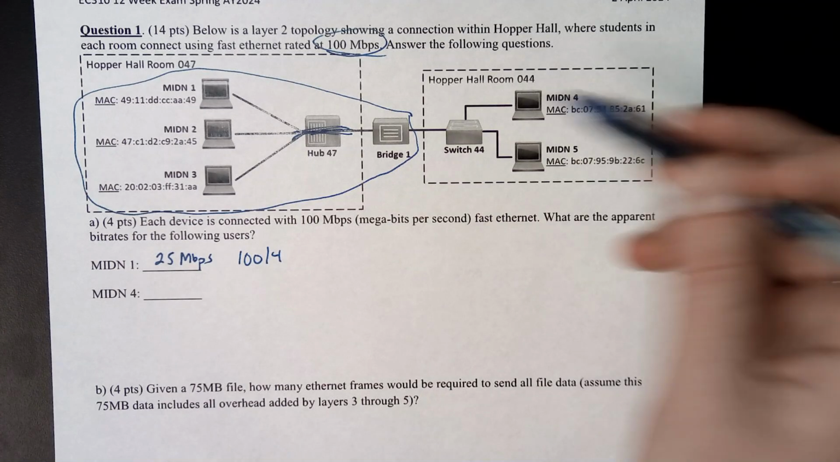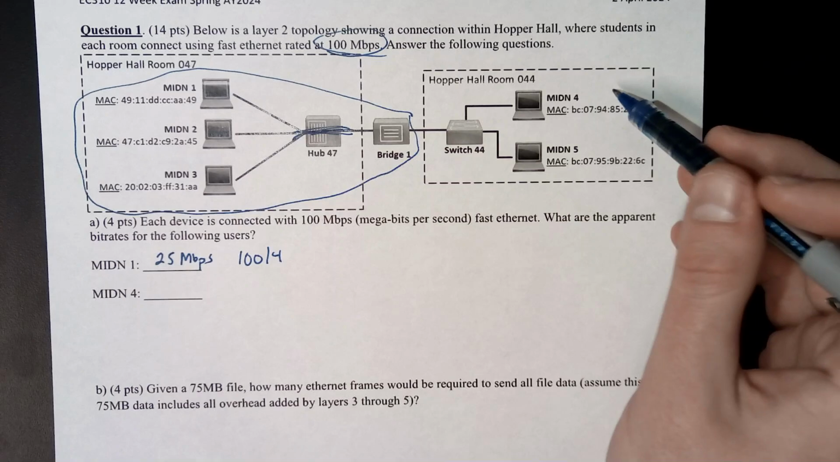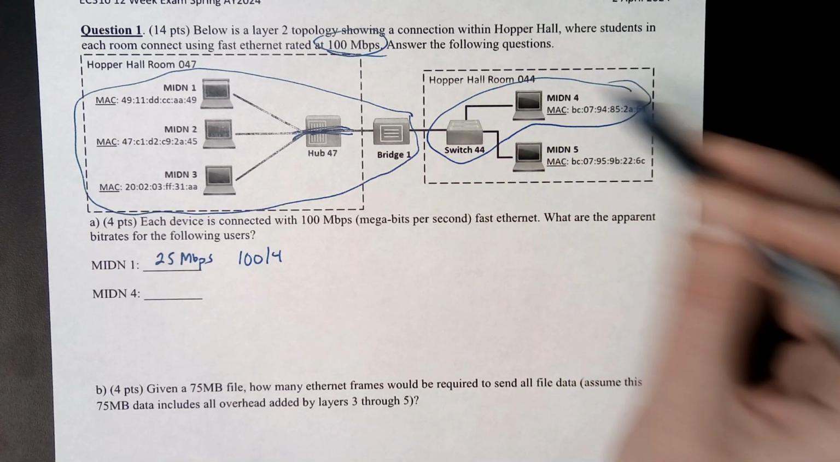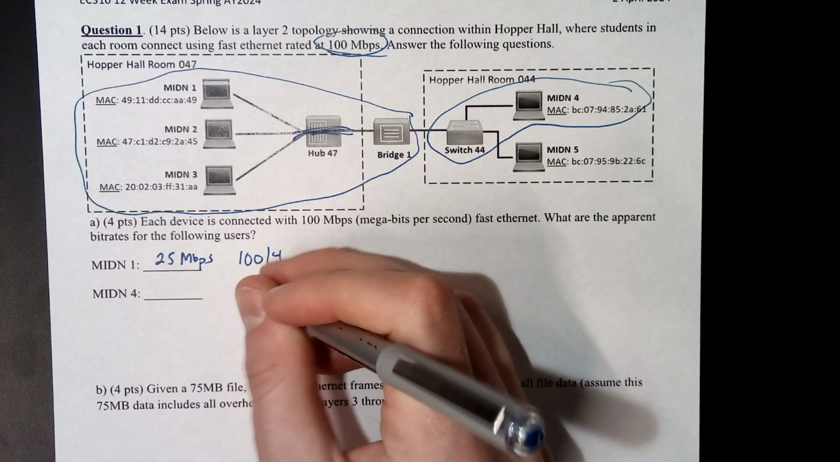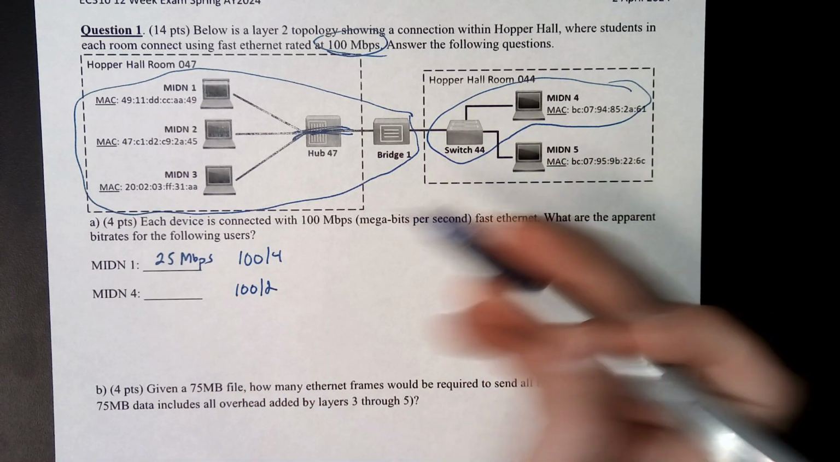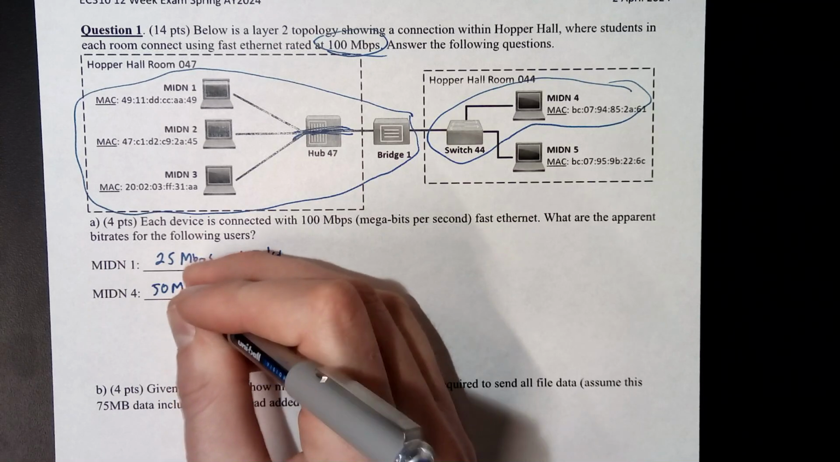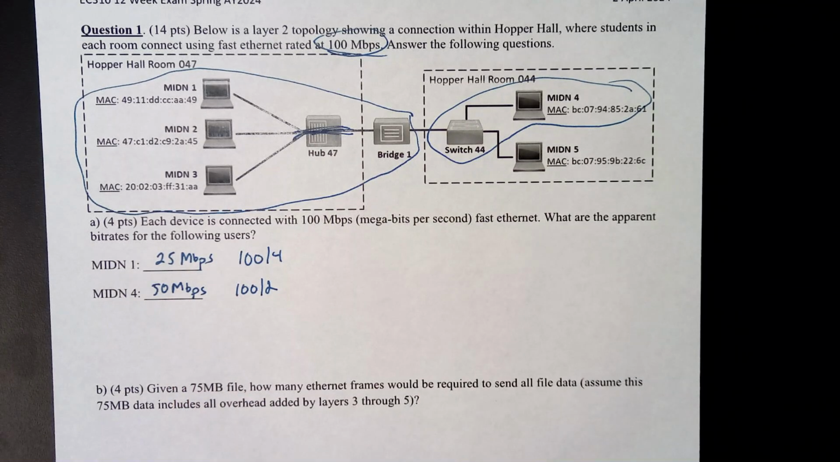We're going to do the same thing for mid and 4. For the second question, they are connected to the switch, and the rule for switches is it's 100 divided by 2. It's just the user and the switch that are on that. So that's 50 Mbps. So that's it for the first one.